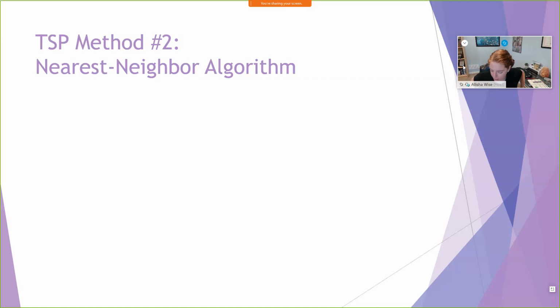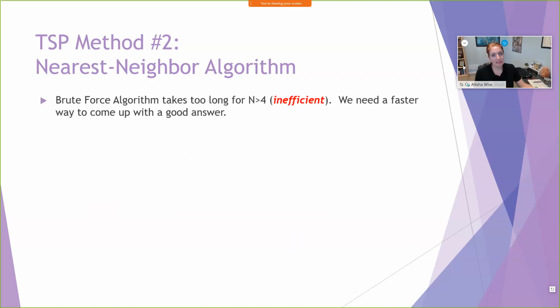Okay, so the second method that we're going to talk about and end with is called the nearest neighbor algorithm. As you might think, with nearest neighbor, we're going to want to go to the neighbor that's the closest. The brute force algorithm takes too long. It's inefficient. If you start getting beyond 5 or 6 vertices, it's way too time consuming. So we need a faster way to come up with a good answer.